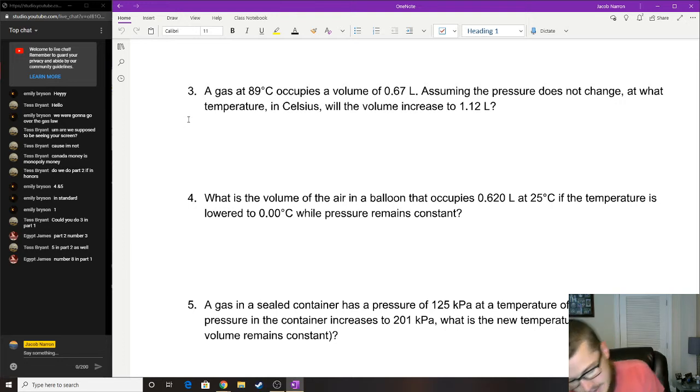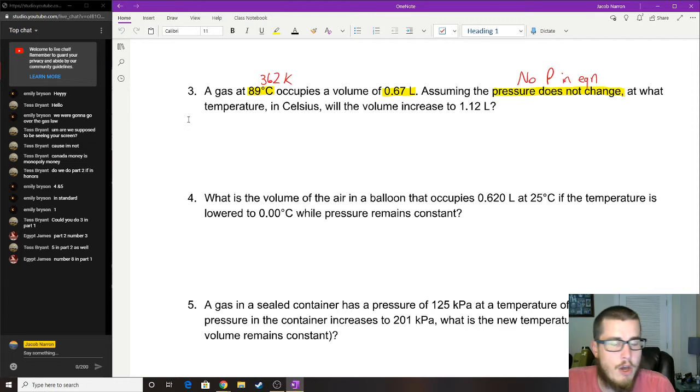All right. A gas at 89 degrees Celsius. That's useless. We don't want 89 degrees Celsius. I'm going to add 273. That's going to be 362 now. So this is now 362 Kelvin. Occupies a volume of 0.67 liters. Assuming pressure does not change. So what does that tell us? Okay, no pressure in the equation.